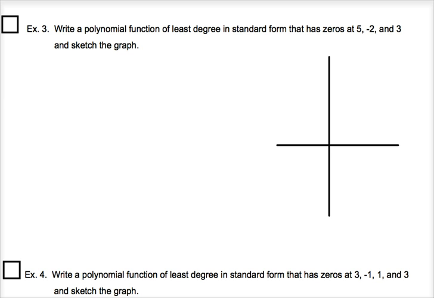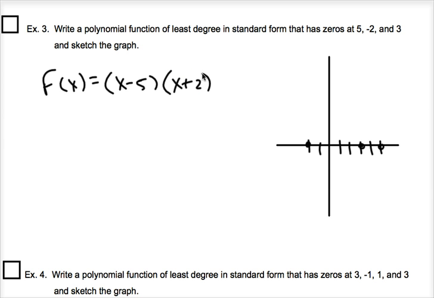Okay, 3, write a polynomial function of least degree in standard form that has zeros at 5, -2, and 3. That means that on my graph, I would have a dot at 5, at 3, and at -2. Well, in order for that to happen, I would need to have factors of x minus 5, that gives me 5, x plus 2, that gives me a -2 for a 0, and x minus 3. Now we just need to FOIL like crazy.